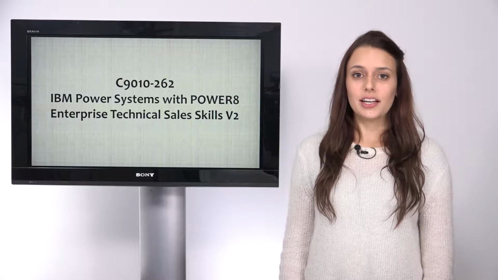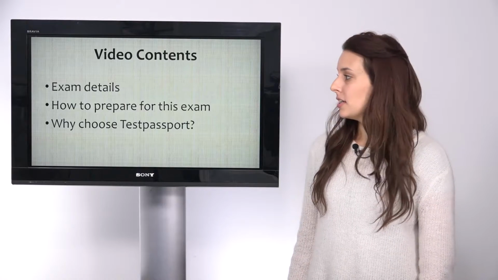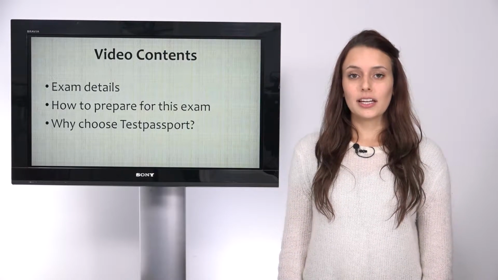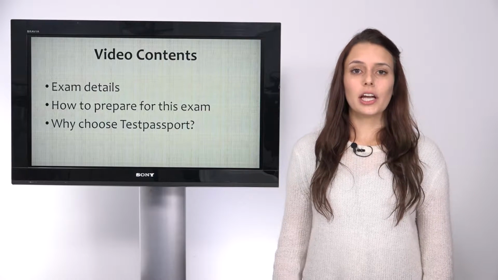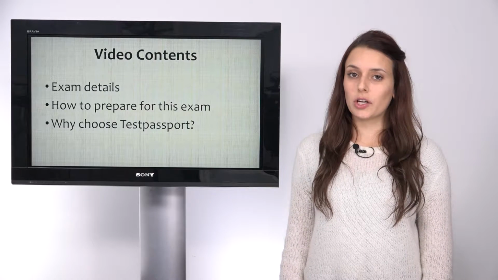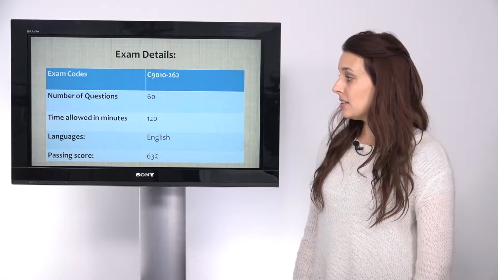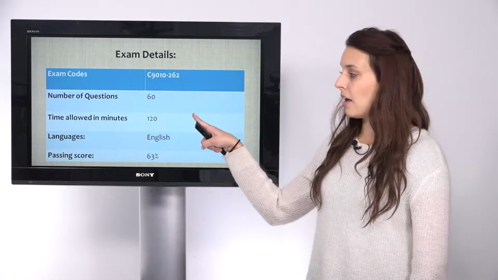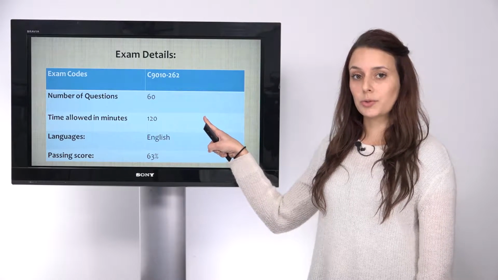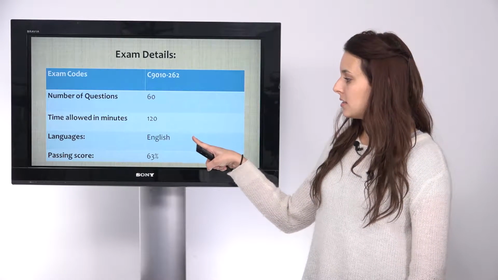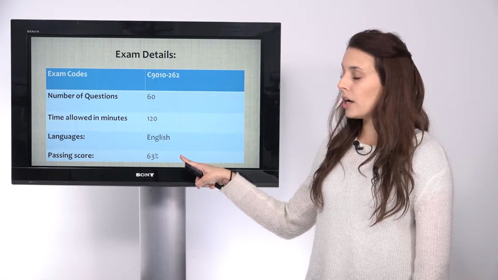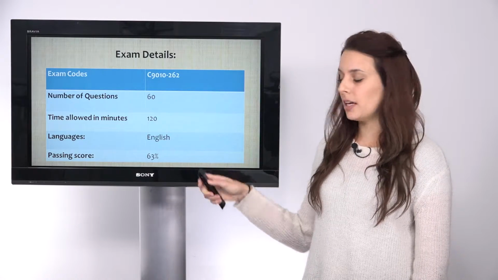Today I want to talk about the C9010-262 exam. This video has three parts: about the exam details, how to prepare for this exam, and why choose our testpassport.com. First, let's check the exam details. This exam has 60 questions that have to be completed in 120 minutes. The language for this exam is English, and the required passing score is 63%.